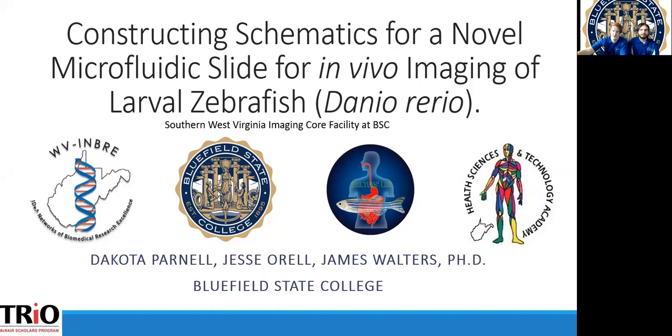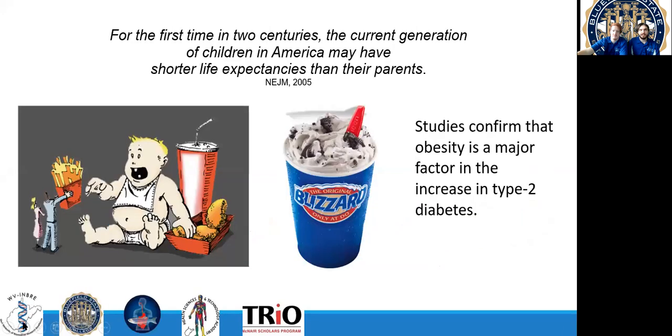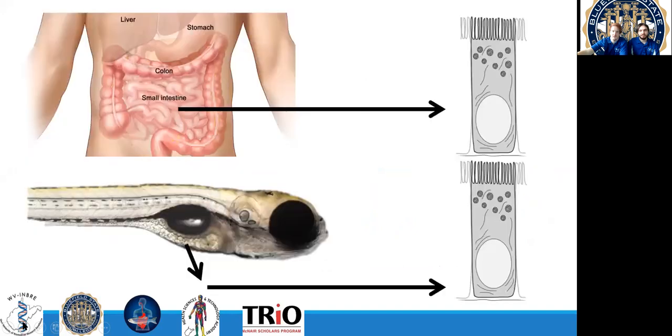and this is our joint project on constructing schematics for a novel microfluidic slide for in vivo imaging of larval zebrafish. Individuals chronically consume high-fat diets. It is now becoming clear that early dietary lipid uptake can affect us throughout life. Shorter life expectancies and type 2 diabetes are examples. Study is in critical need to understand how high-fat diets affect intestinal organelles.